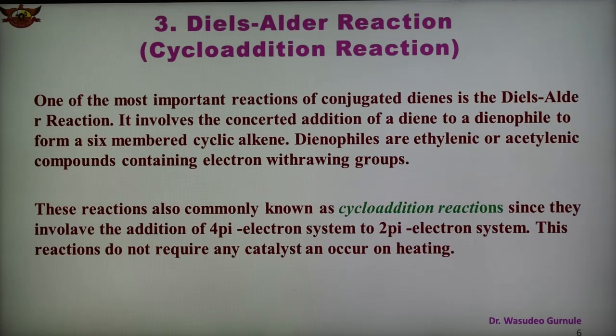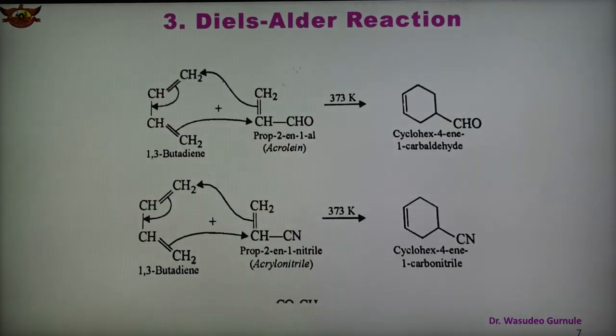These Diels-Alder reactions are also known as 4+2 cycloaddition reactions because they involve addition of a 4 pi electron system to a 2 pi electron system. Again, an important point here is that Diels-Alder reactions normally do not require any catalyst and generally take place by heating.